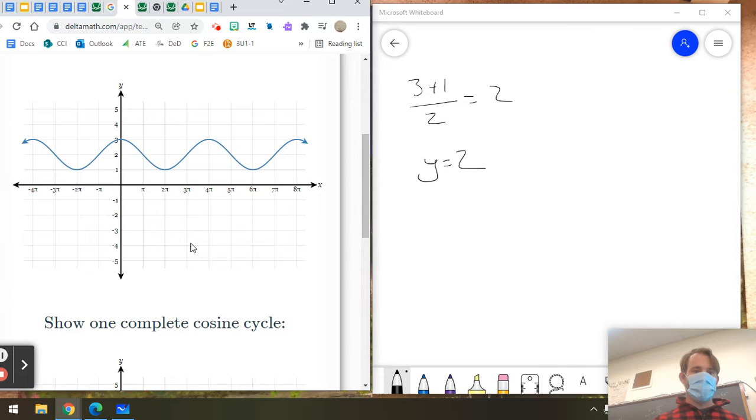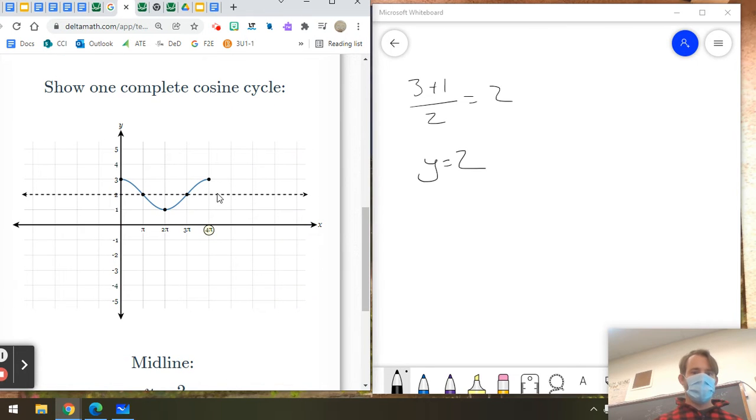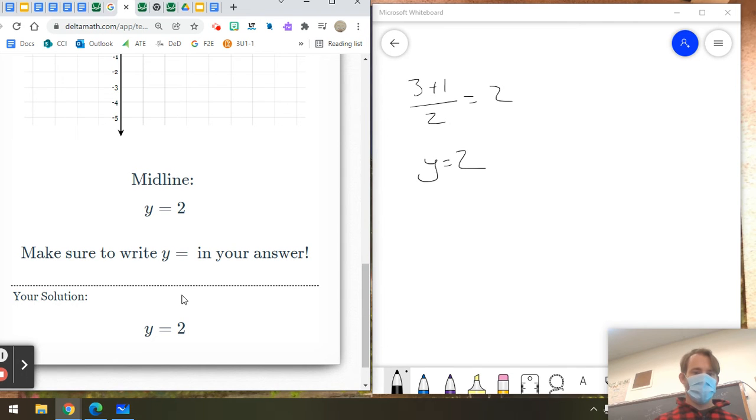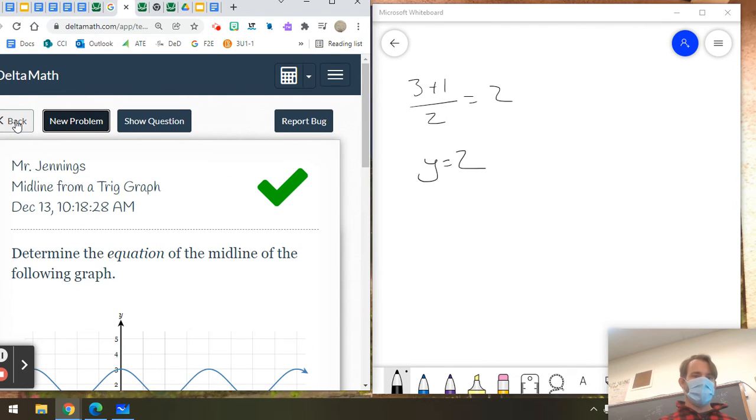Hooray, it's correct. Down here I can see one complete cosine cycle, and the midline is y equals 2. Make sure to write y equals in your answer. Okay, that's how you do it.